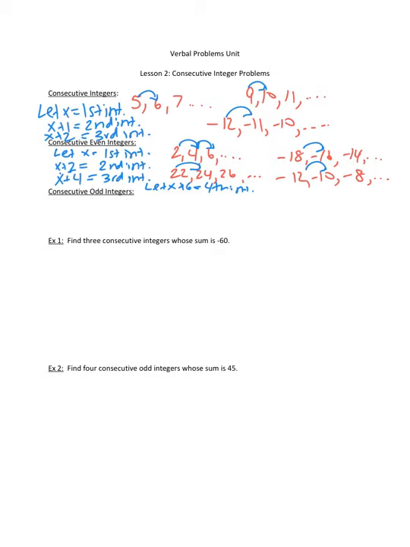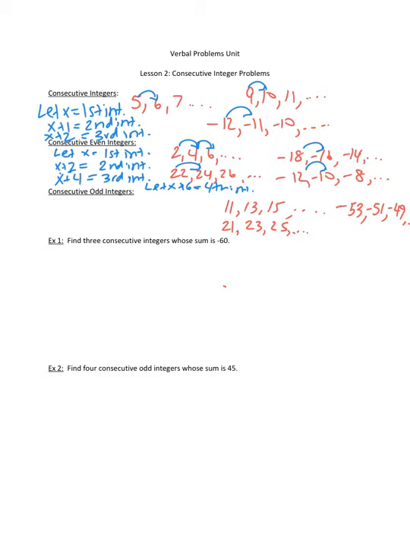The last type of consecutive integer we have is consecutive odd integers. So odd integers are kind of like 11, 13, 15, etc. Or 21, 23, 25, etc. Or if you're on the negative side of the number line, negative 53, negative 51, negative 49. Again, always getting higher and higher. Okay, going up the number line.